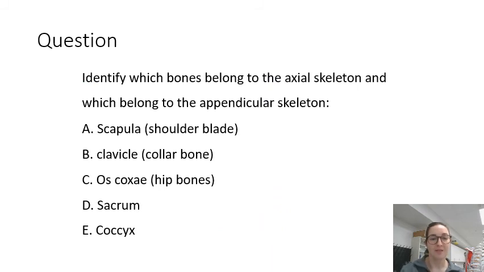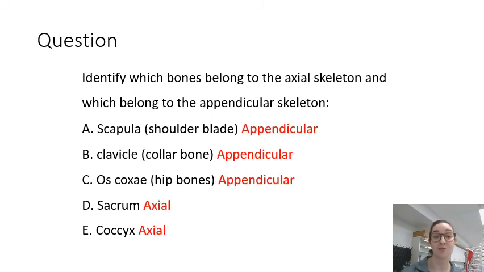Okay. So let's talk about which of these bones are part of the axial skeleton and which are part of the appendicular. So if we can remember, the axial skeleton is the central axis of your body. The appendicular skeleton is the appendages. So the scapula, which is your shoulder blade, clavicle, which is your collarbone, os coxae, which are your hip bones, sacrum, and coccyx. Think about which of those are part of the axial versus appendicular.